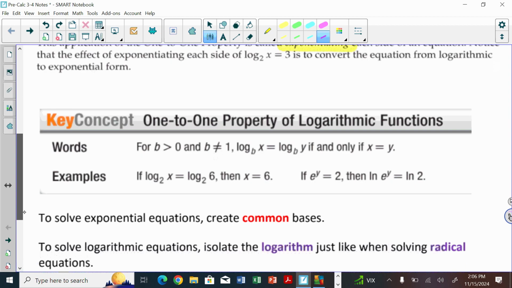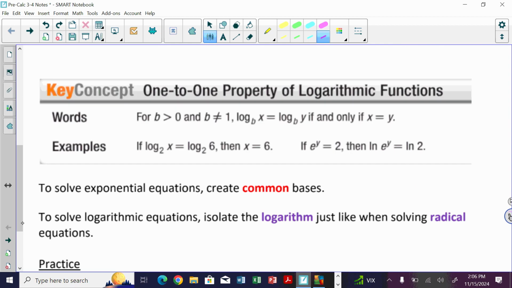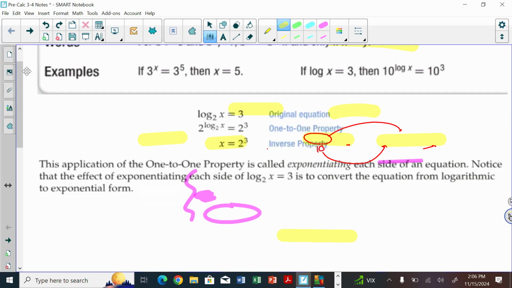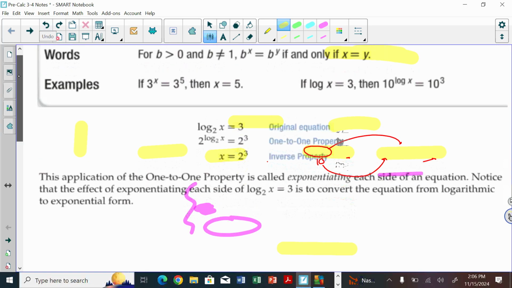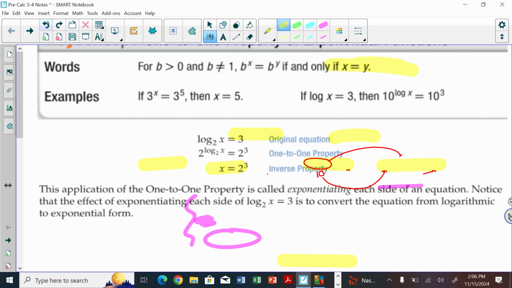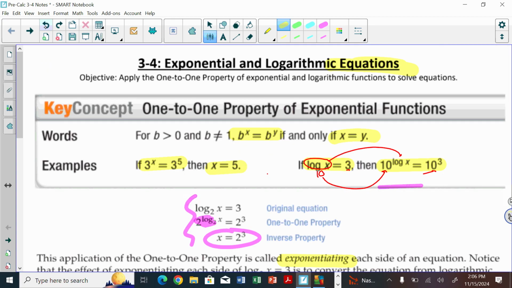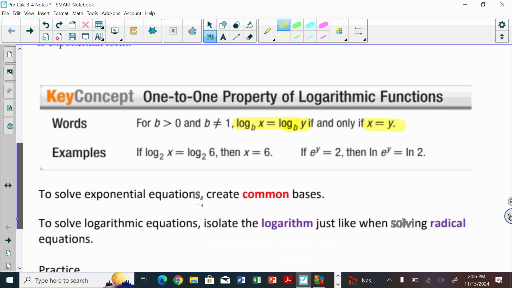All right, the one-to-one property just tells us, kind of like we were talking about with logs, in this case, b is greater than 0 and not equal to 1, then we can say that log base b of x equals log base b of y if and only if x equals y. So very similar to what we saw up here with exponential functions. The same thing can be said logarithmically.